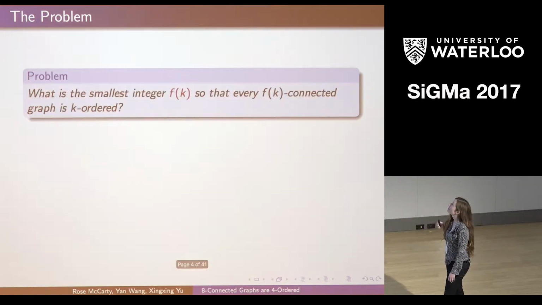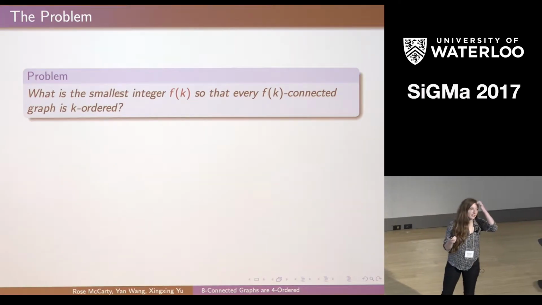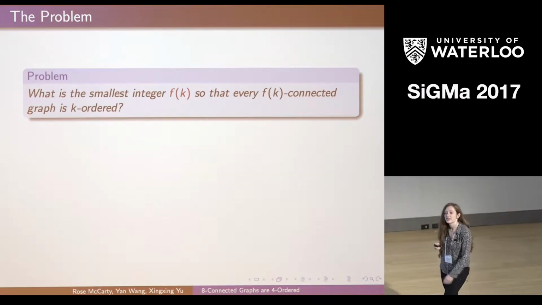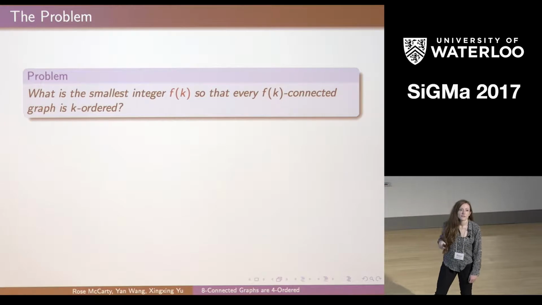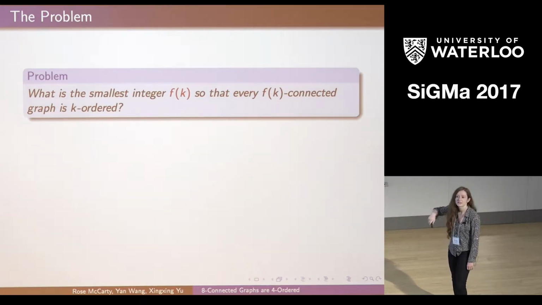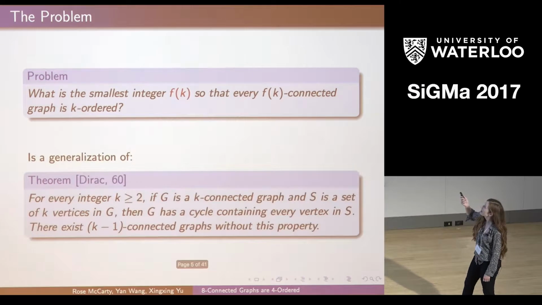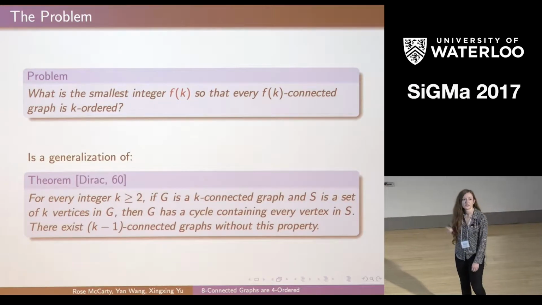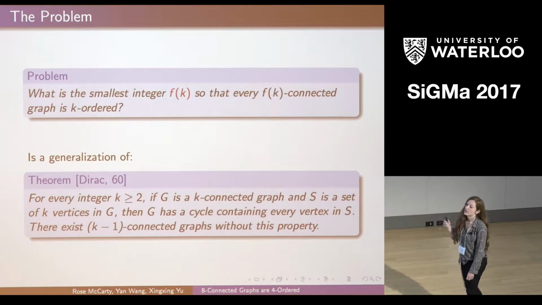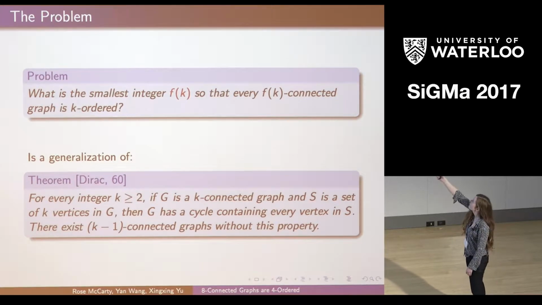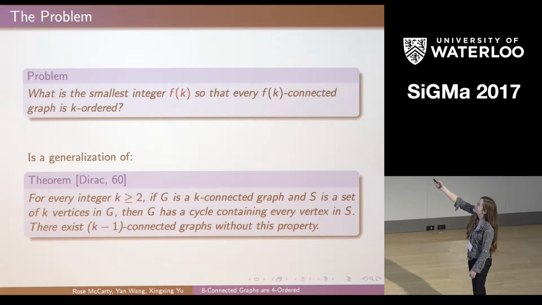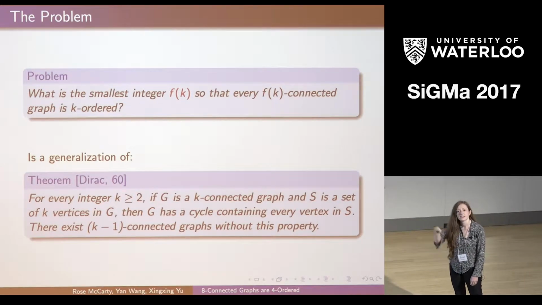In particular, the question we're going to be studying today is the minimum connectivity that guarantees that a graph has this property. We're going to call that number f(k). So f(k) is the minimum connectivity so that every f(k)-connected graph is k-ordered. One reason that we're interested in this is as a generalization of this classic theorem, which says that k is the minimum connectivity so that for every set of k vertices in the graph, there's a cycle through those k vertices. So we're now asking what happens if you want the cycle to contain the vertices in order. How does this connectivity change if you require the cycle to contain the vertices in order?